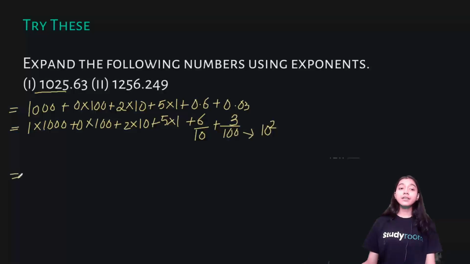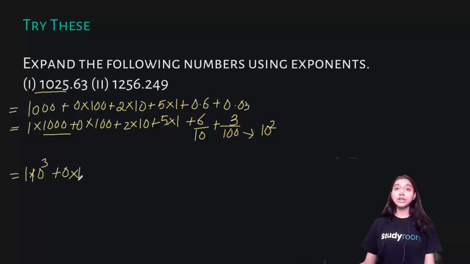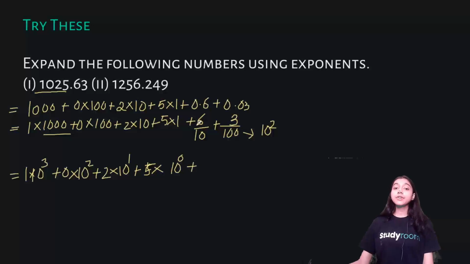So our final answer will be, now this 1000 can be written as 10 cube, because in 1000, 10 is multiplied 3 times. So we have 1 multiplied with 10 cube plus 0 multiplied with 100. 100 can be written as 10 square, plus 2 multiplied with 10, that is 10 to the power of 1, plus 5 multiplied with 1. Now again 1 can be written as 10 to the power of 0, because anything to the power 0 gives us 1. Now we have 6 by 10.